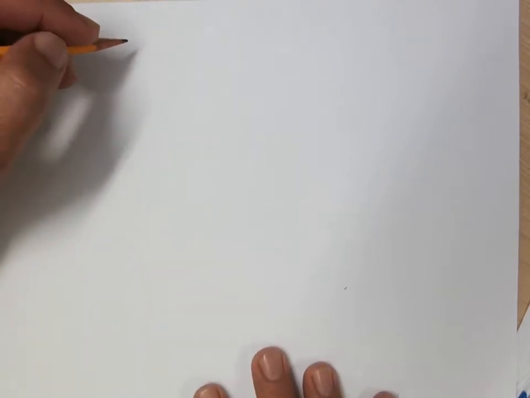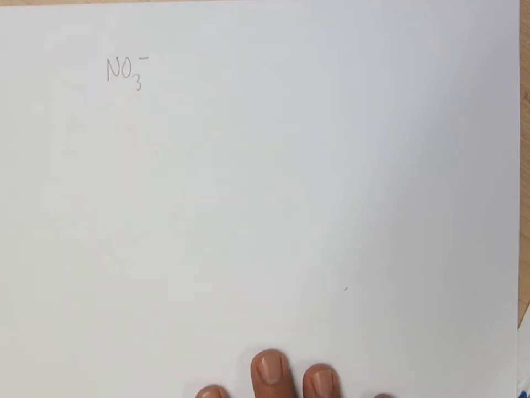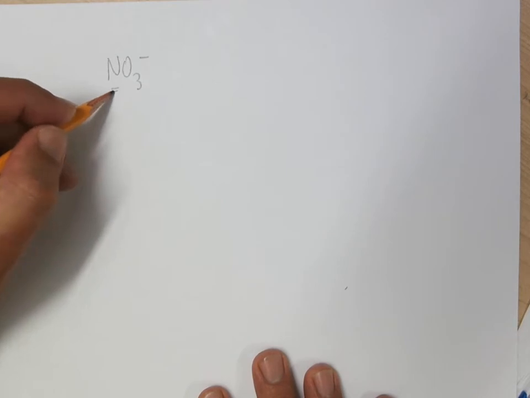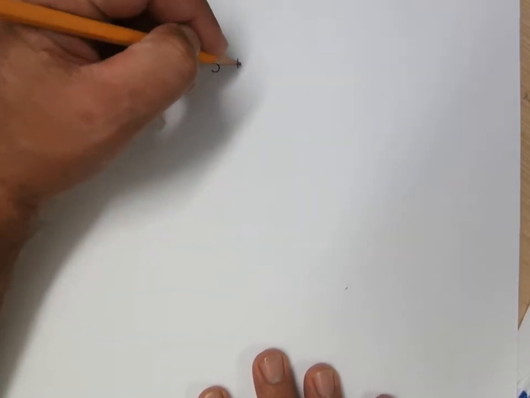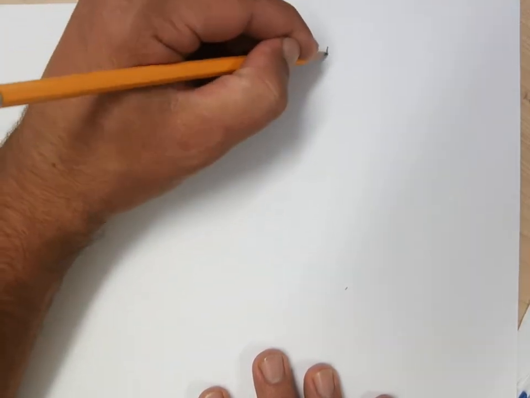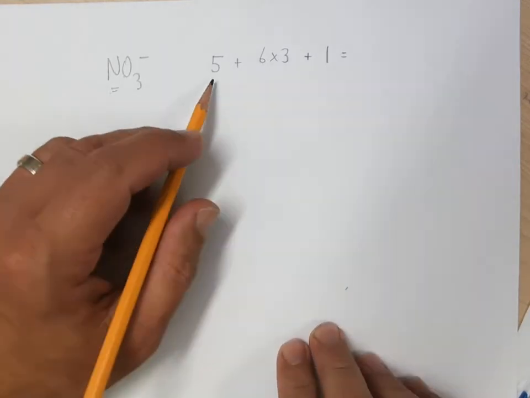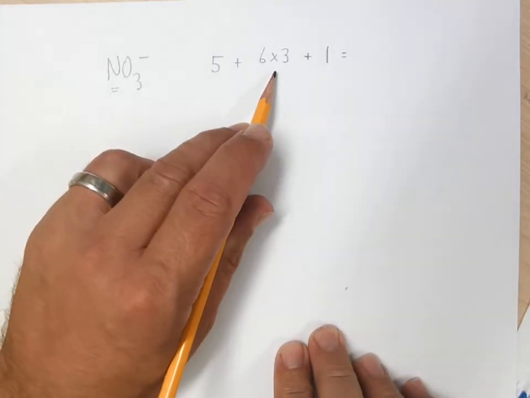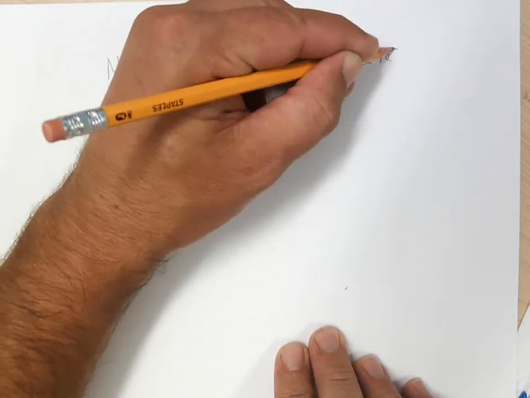Let's do an ion. And so if we did nitrate, NO3 minus, nitrogen has 5 valence electrons. Oxygen has 6 for each oxygen, and there's 3 oxygens. And then to get the negative charge, we add in 1 more electron. So counting the valence electrons in nitrate, NO3 minus, we have 6 times 3 is 18, plus 1 is 19, plus 5 is 24 electrons.